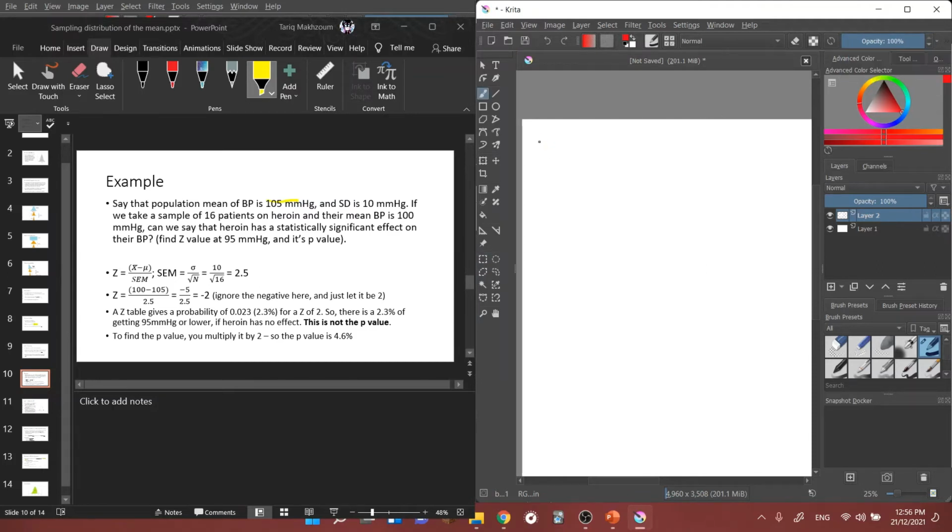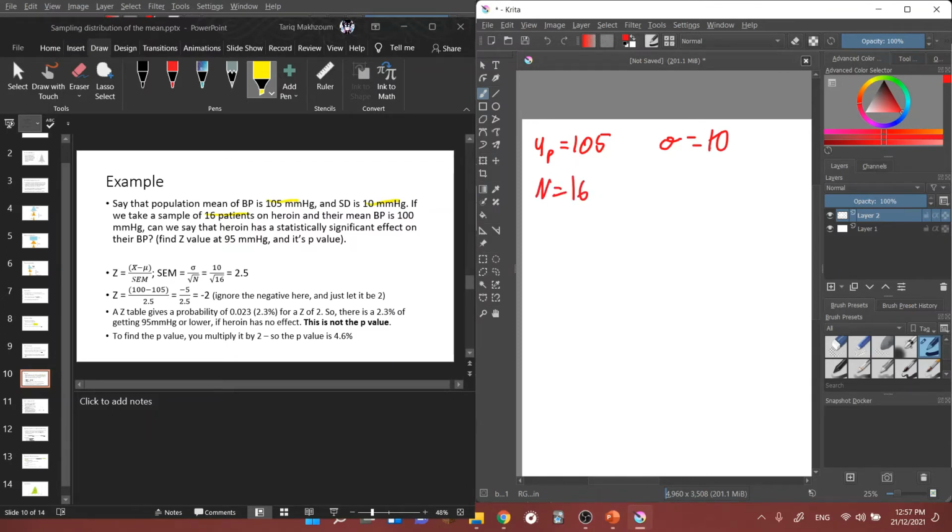So I'm just going to make a note of that. So we have a population mean of 105, right? And then we have a population standard deviation of 10, okay? So let's say we took a sample of 16 patients, okay? So that means we have an N of 16, okay?